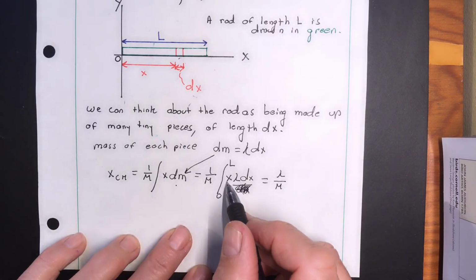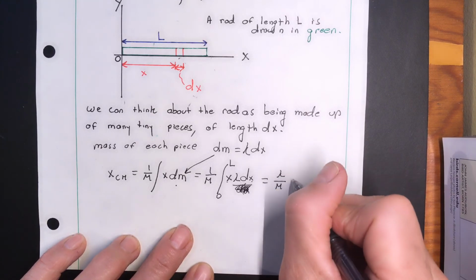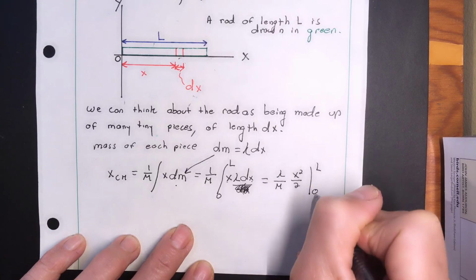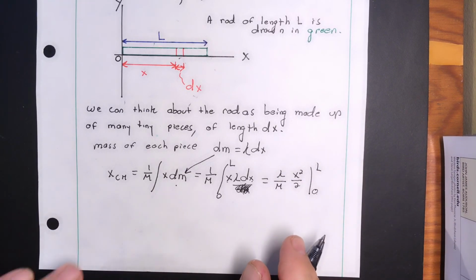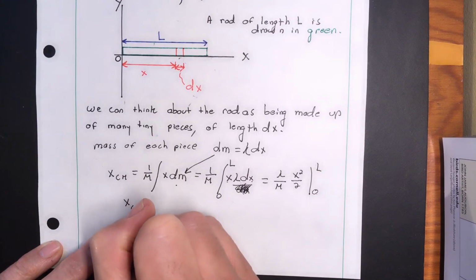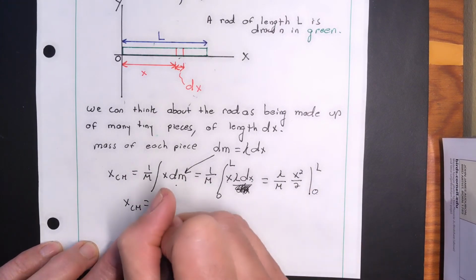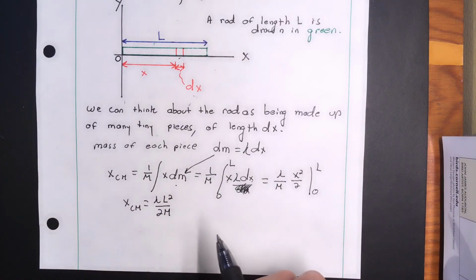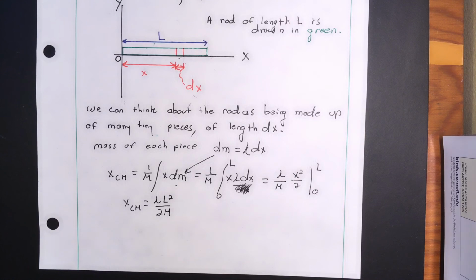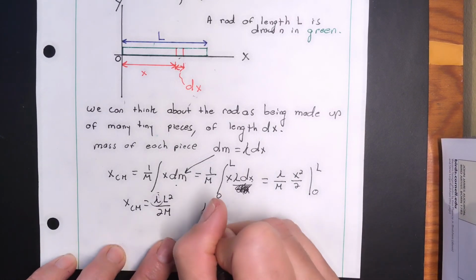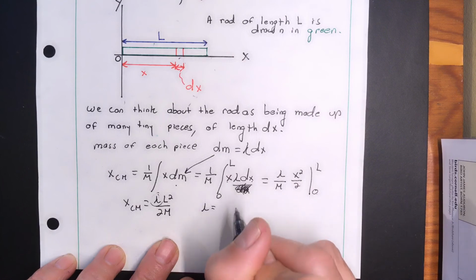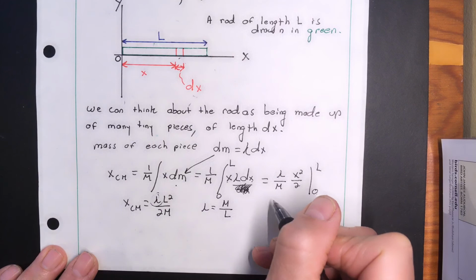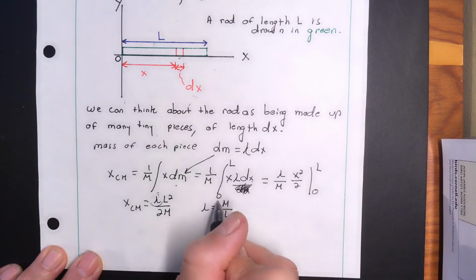All right, and then we have the integral of x dx, which is x squared over 2, evaluated between 0 and L. 0 is just going to give us a 0 result. So x cm equals lambda L squared over 2m. But we're not done. We have an expression for lambda. We know lambda equals m over L. And so we can substitute that in here.